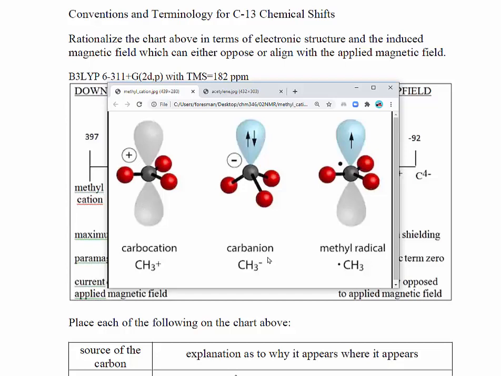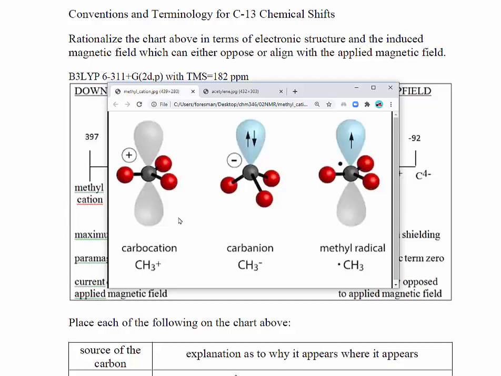Compare that to a carbanion and a methyl radical, right? They have a different electron configuration. The carbanion is sp3, and it's got electrons in this lone pair. A methyl radical is sp2, but it has one electron in the unhybridized p orbital. So for methyl cation, we have the ability for the electrons, when they're stirred up by the magnet, they can go from these bonding locations into this unoccupied p orbital.